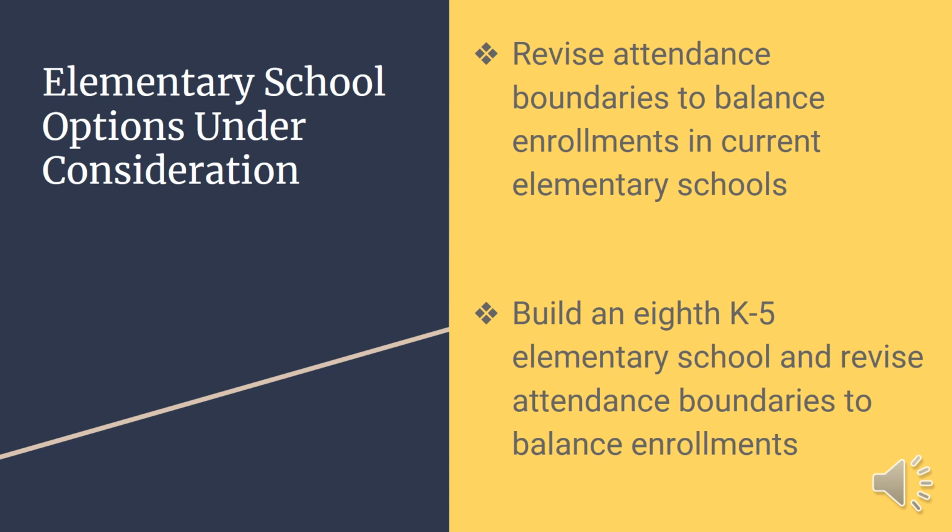The Planning Committee has identified 2 different scenarios for addressing space needs at the elementary level. One would be just to revise attendance boundaries at some date in the future to balance enrollments among the 7 existing elementary schools. A second approach would be to build an 8th elementary school and revise attendance boundaries to balance enrollments among all 8 schools.